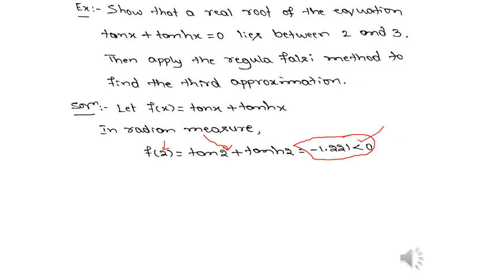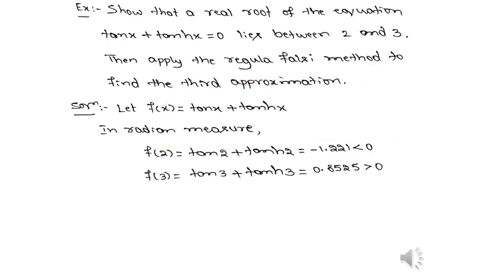Now let us similarly put 3 in the place of x and see whether it is positive or not. So we have put 3 in the place of x and simplified, and you got this answer which is positive. So we got one as negative and the other as positive. So this shows that our root lies between 2 and 3. This proves the first sub question. Then after proving, they are asking us to find the third approximation.